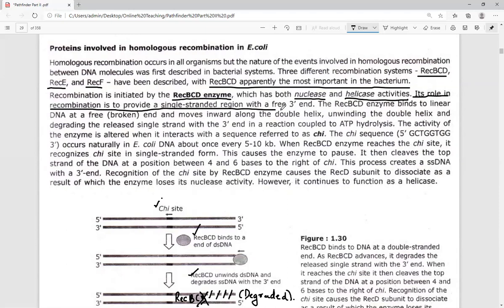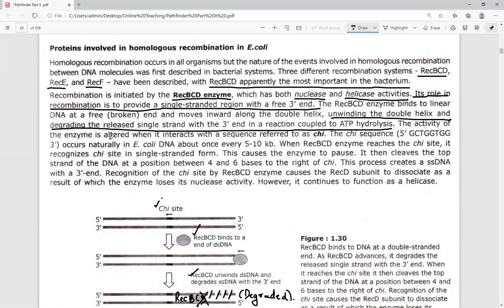The RAC-BCD enzyme binds to linear DNA at a free end and moves inward along the double helix, unwinding the double helix and generating the released single strand with the 3' end in a reaction coupled to ATP hydrolysis. It unwinds the double helical DNA molecule and produces a 3' end of the DNA, which is coupled to ATP hydrolysis.